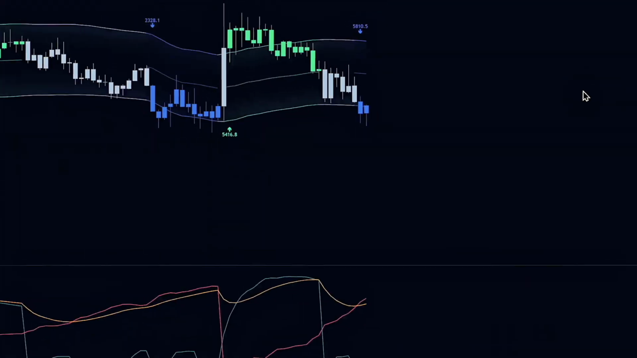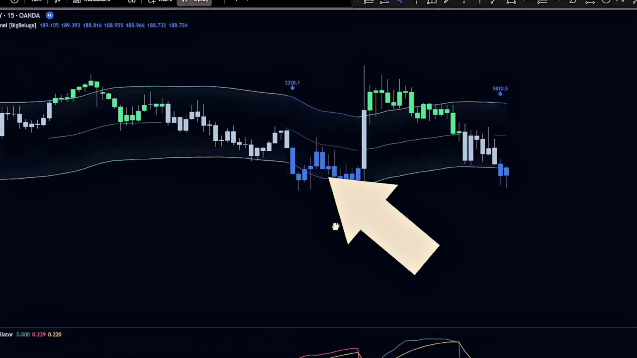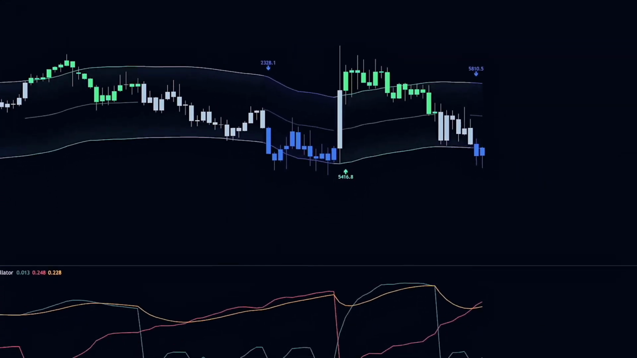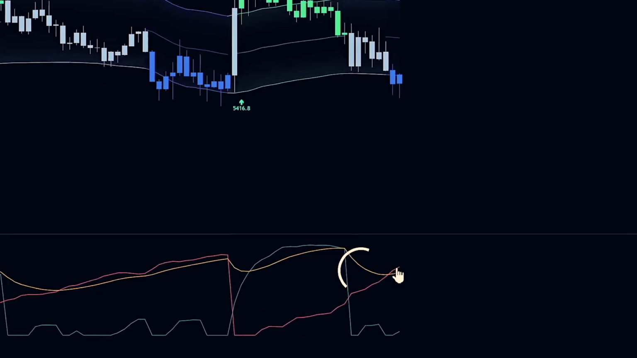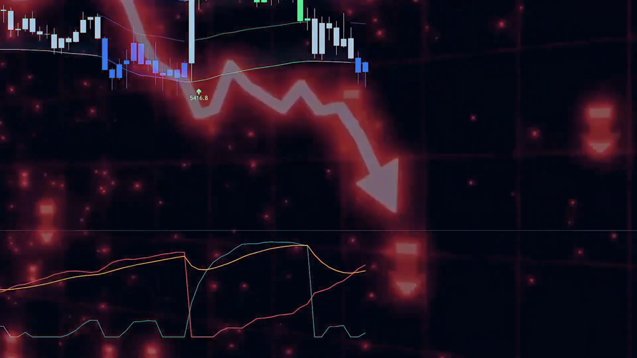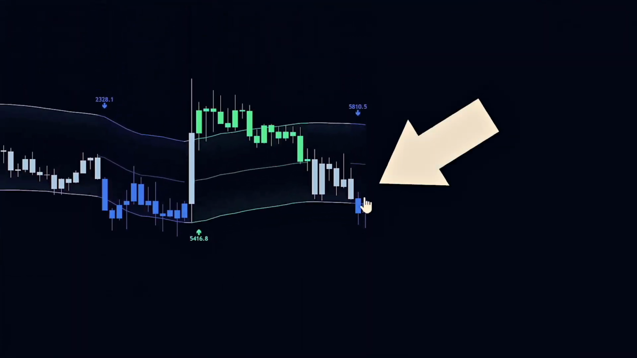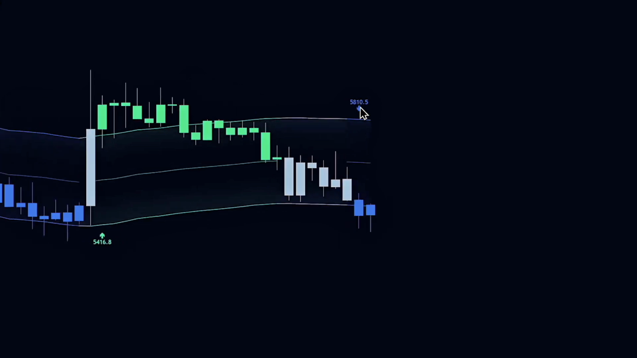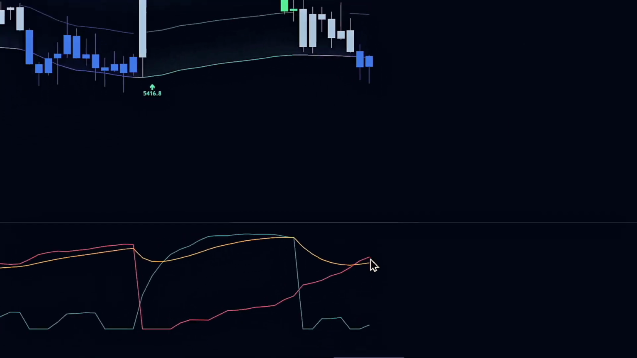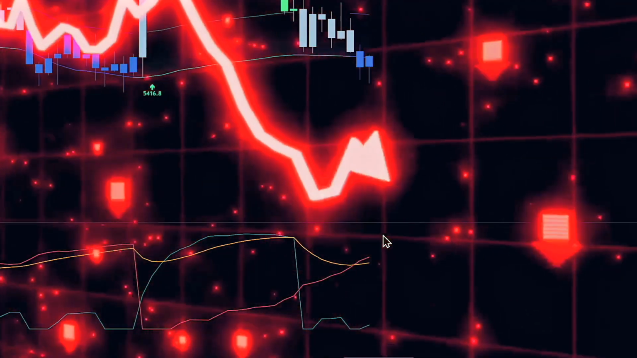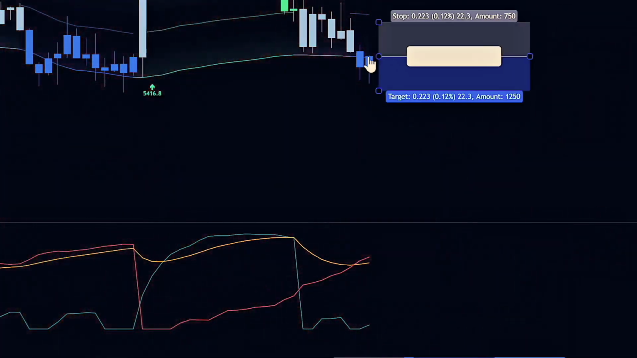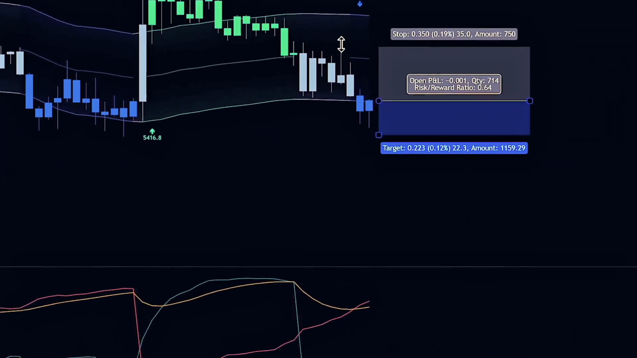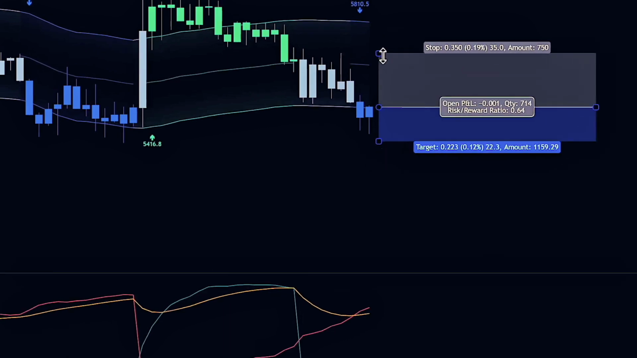For a sell, it's the opposite. You need blue candles from a break below the lower band and the oscillator's red line above orange, confirming bearish vibes. Example, markets ranging with gray candles, the price breaks below, turning blue. Oscillator shows red above orange. Go short at the next candle's open. Stop loss above the recent high. Take profit at 1.5 times your risk.